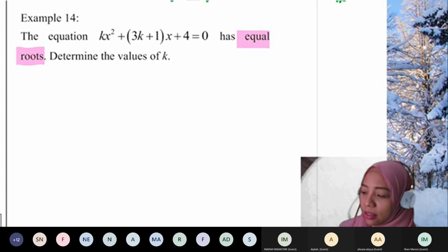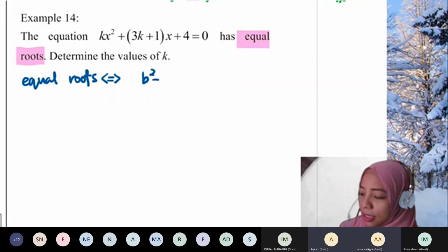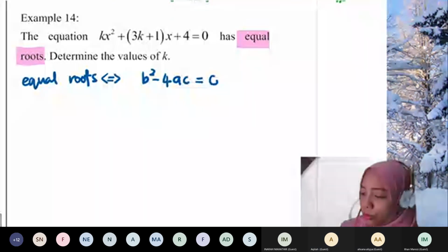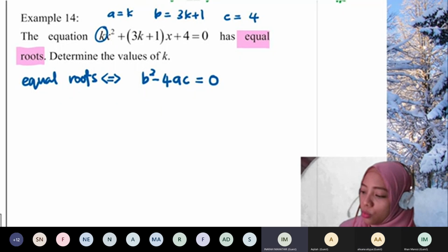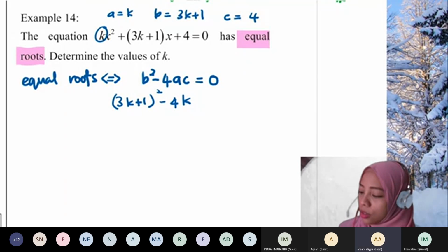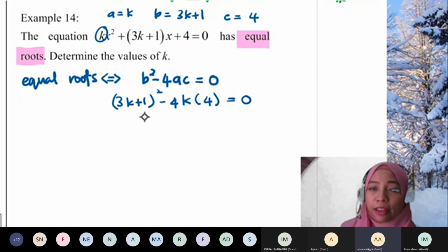From the question given, equal roots. What does it mean by equal roots? B square minus 4AC is what? It means equal to 0. Yes, equals to 0. So therefore you identify your A here, what is it? A is K. B is 3K plus 1. Your C is 4. So now we want B square. So (3K plus 1) square minus 4. What is your A? K. What is your C? 4. Equal 0.